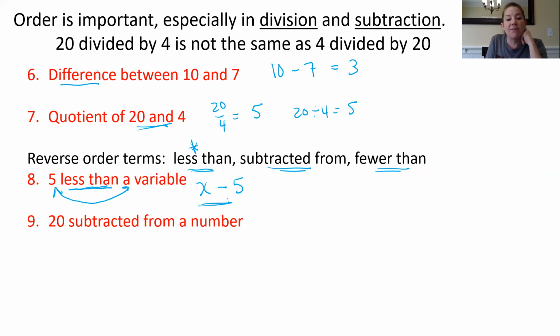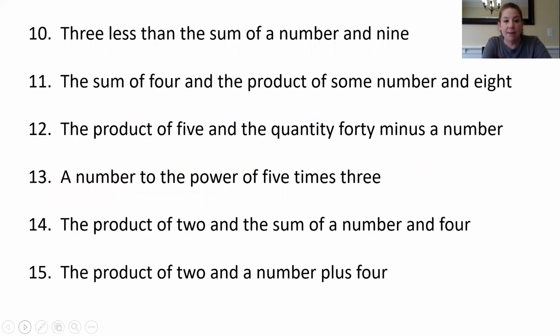This is how you write 5 less than a number. And then here's another one, 20 subtracted from. That's one of our reverse orders. We're going to trade places. So I'm going to write a number. It could be any number. It doesn't have to be X. A number. So now this is 20 subtracted from a number. All right, so that is the correct way to write that.